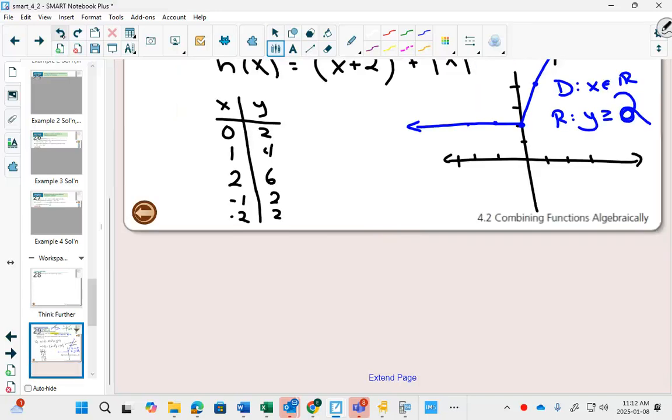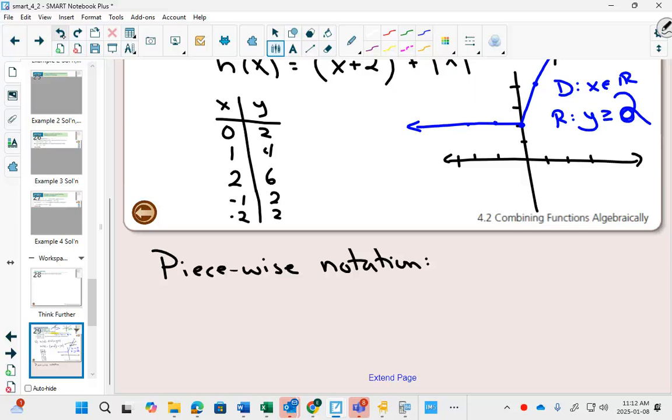Now before we get to part C, I'm going to introduce to you something that does come up in the AP calculus class, something called piecewise notation.